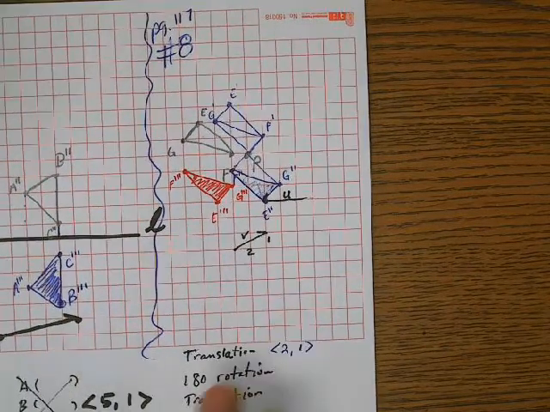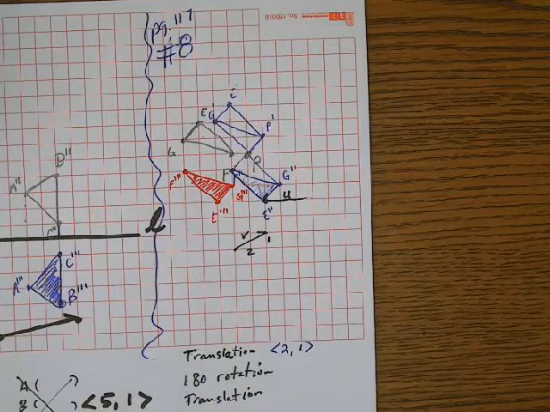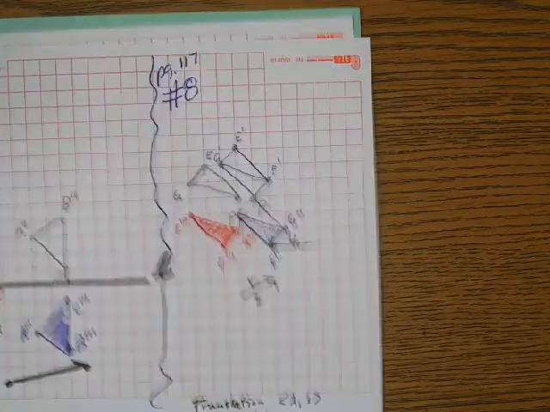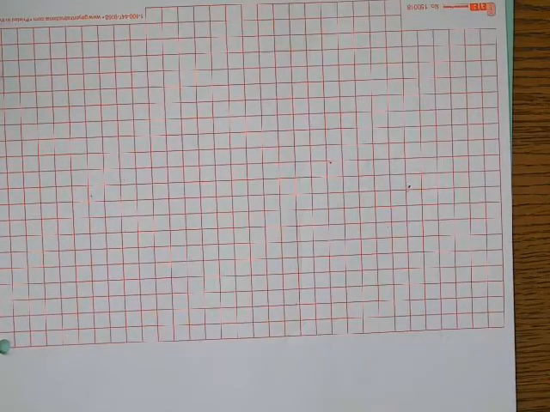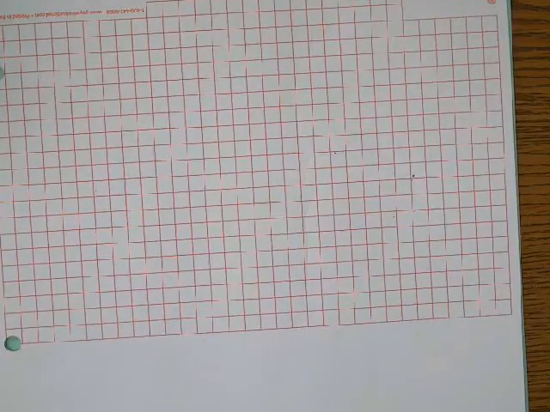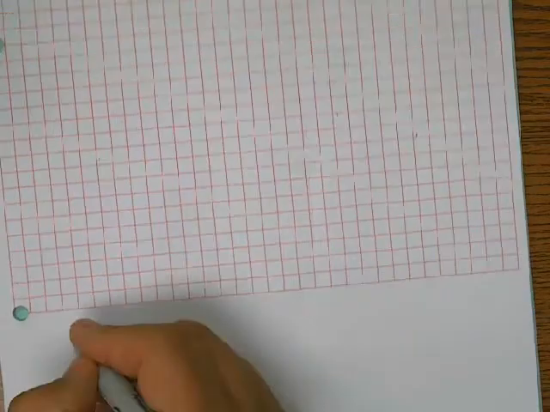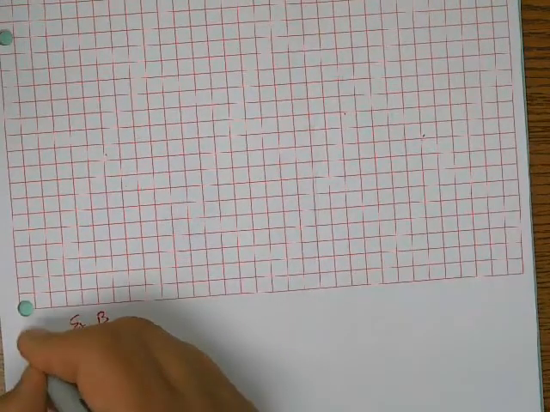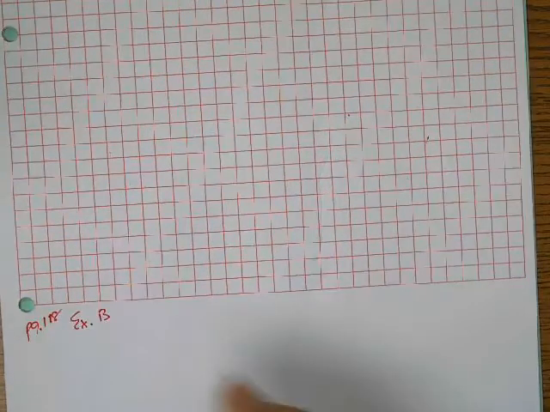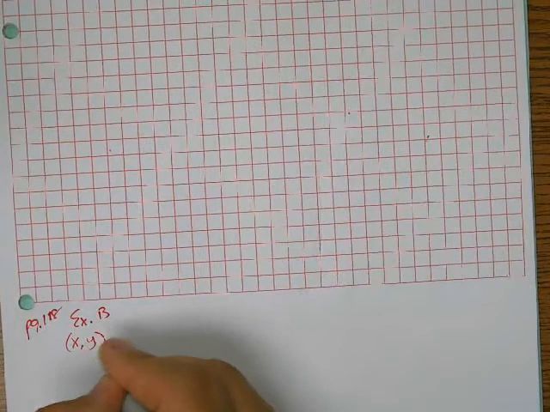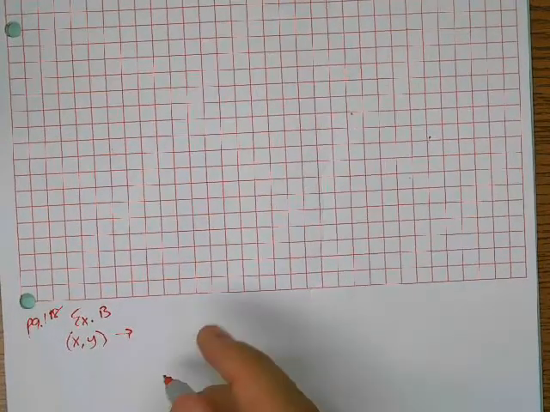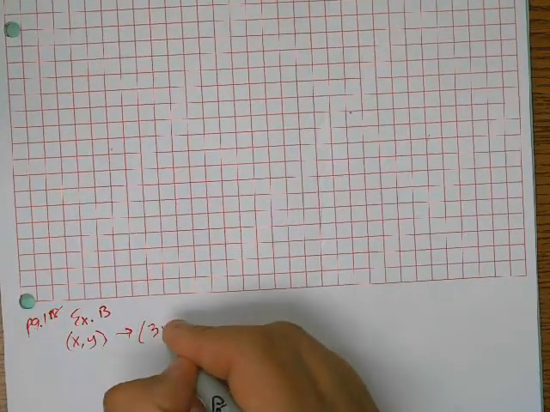Questions? All right, let's move on. Turn to the next page, example B. Now we're going to look at non-rigid transformations. Non-rigid transformations. Example B says, this is page 118, says that the rule x, y maps to, is that 3x, y?